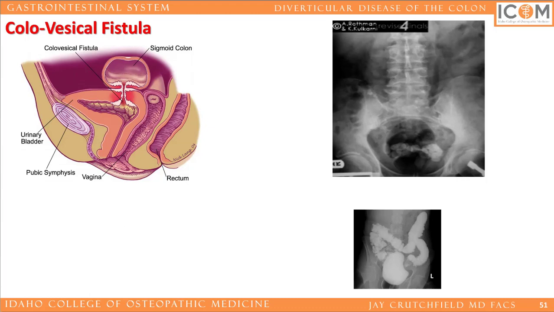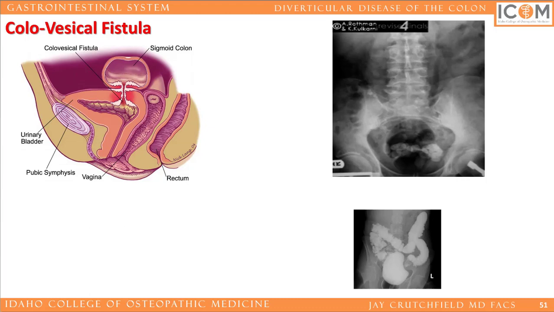Fistula formation is another complication of diverticular disease. We did see a colocolonic fistula earlier. The most common fistula is between the sigmoid colon and the bladder. The patient presents with suprapubic pain, often urinating air, pneumaturia, or urinating feces, fecaluria.